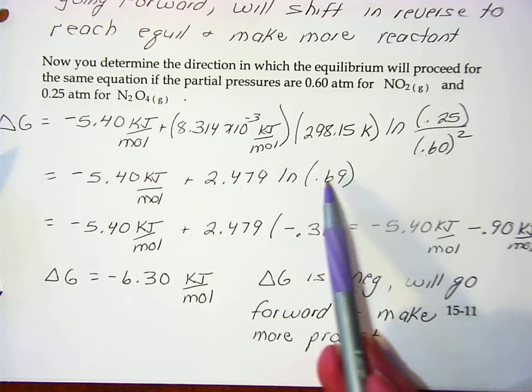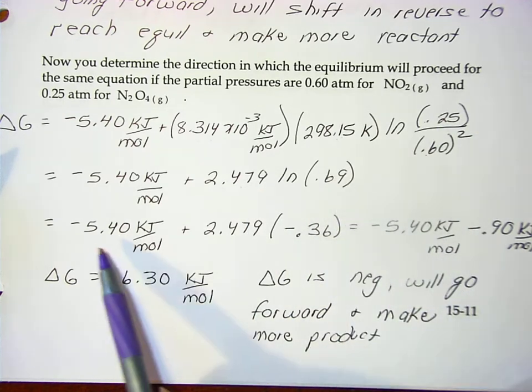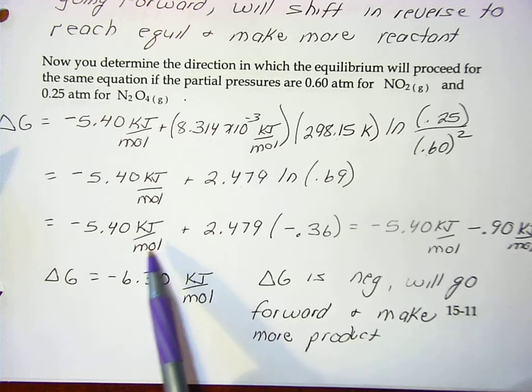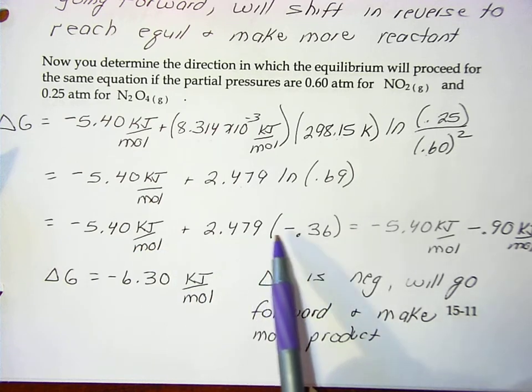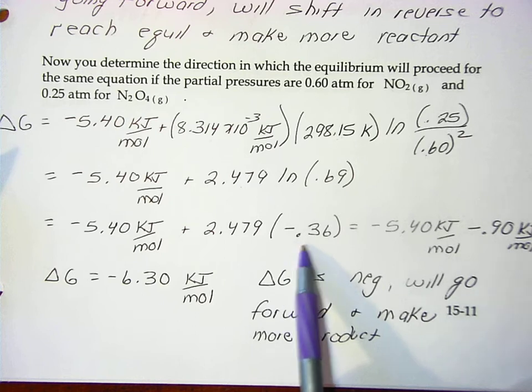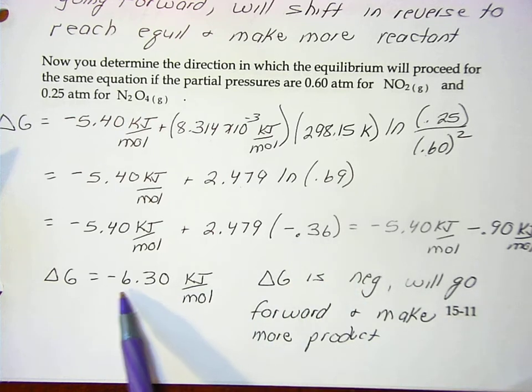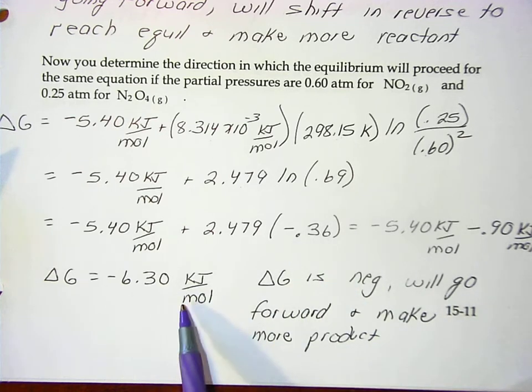This comes down to 0.69, so we get negative 5.40 kilojoules per mole plus the 2.479 times negative 0.36. Adding this all together, we get negative 6.30 kilojoules per mole. Since it's negative, delta G will go forward and it'll make more product.